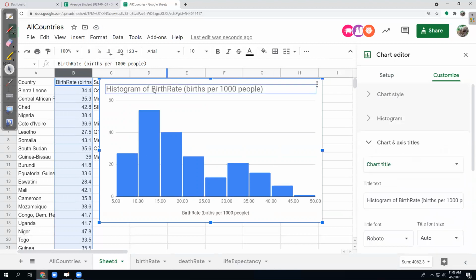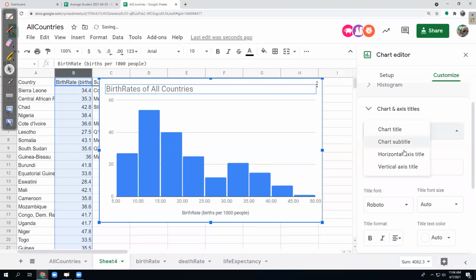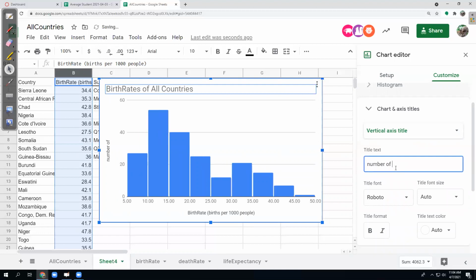Better title here, birth rates of all countries is good. There we go. Birth rates, births per 1,000 people, that's good. And then this should get a name too. And what are we counting here? These are technically called frequencies, but frequency is not a very good name. So I think I like to call this number of countries. I'm counting countries, specific birth rates.